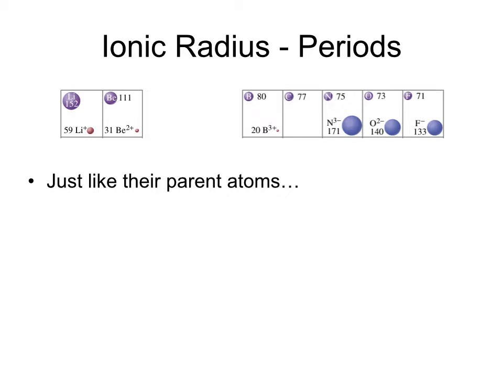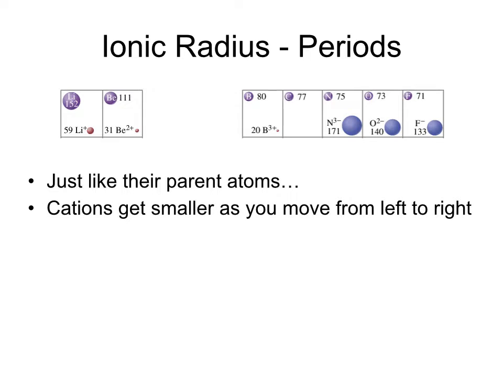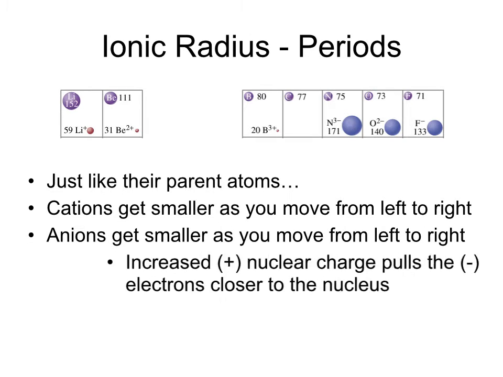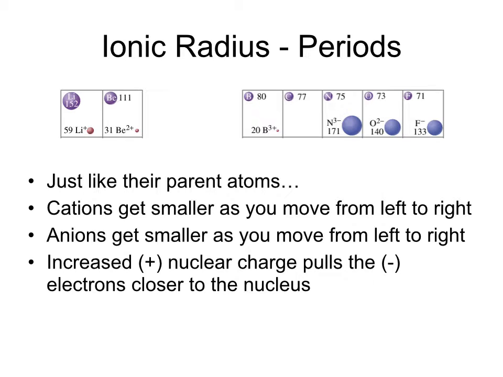The size increases as you move down a group for the same reason, because you're increasing energy levels. And it decreases as you move across. Cations get smaller as you move from left to right, and so do anions as you move from left to right. This is because, same reason as with atomic radius, the increased nuclear charge can pull the electrons closer.